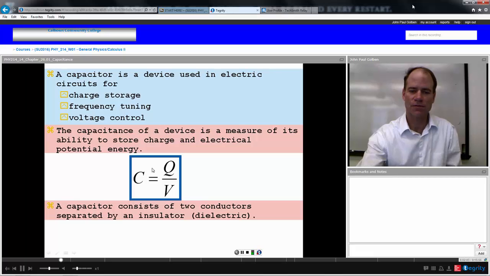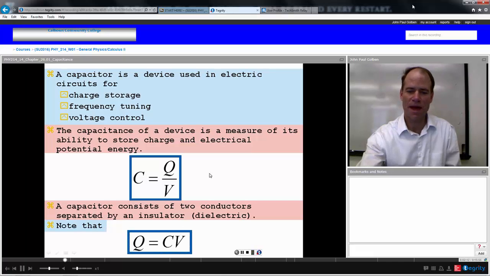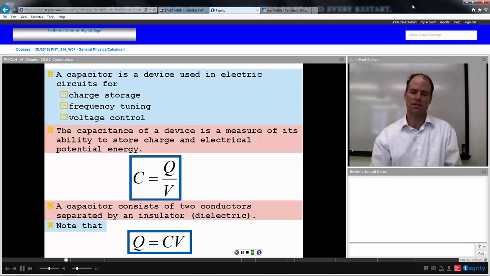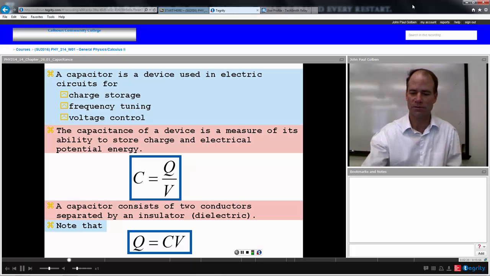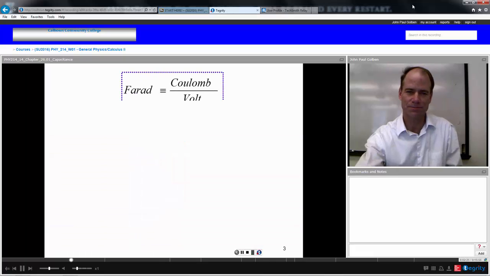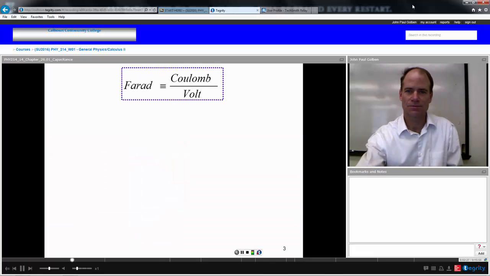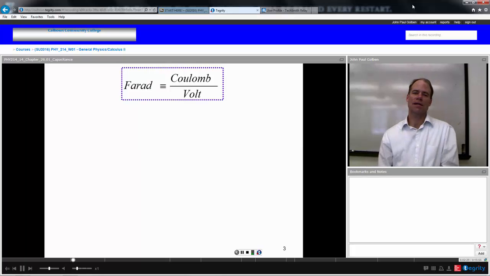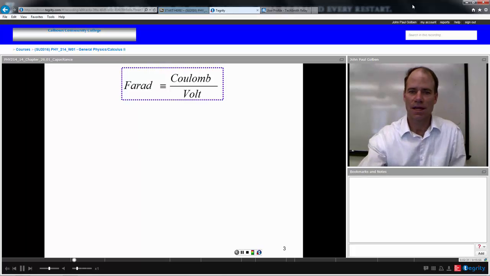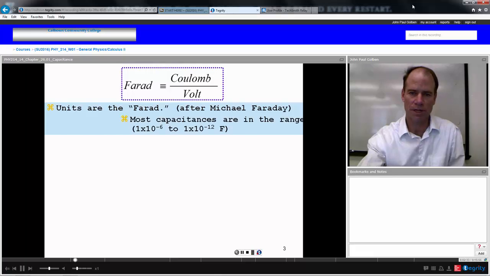If you take this formula for the definition of capacitance and just rearrange it, you have the charge is equal to the capacitance times the voltage. We will use this second form of this formula so much that you want to take note of it. Q is equal to C times V. The unit of capacitance is the farad. That's equal to a coulomb per volt, named after Michael Faraday.